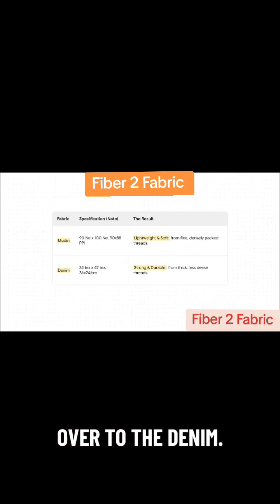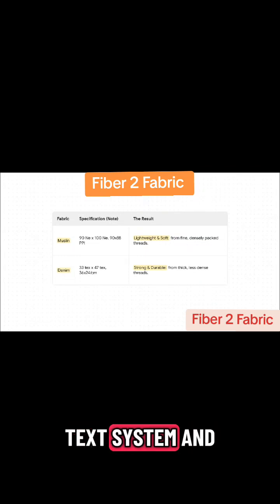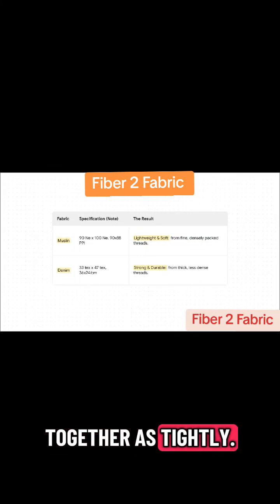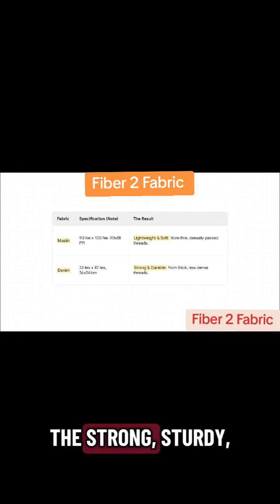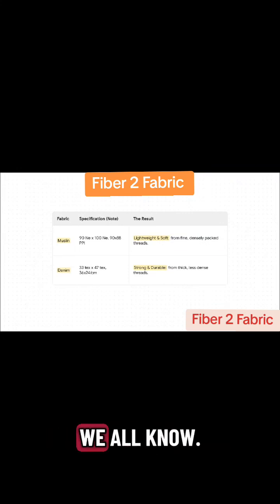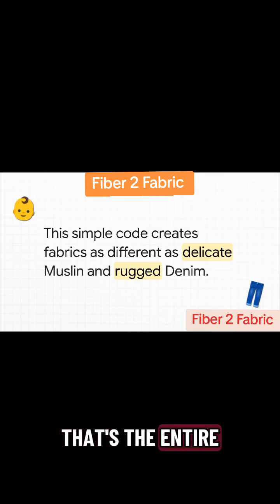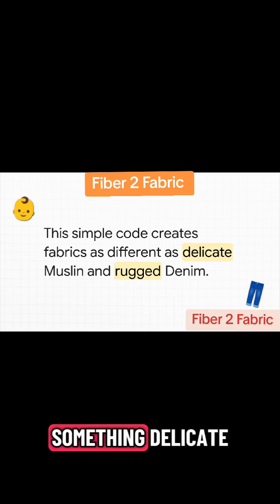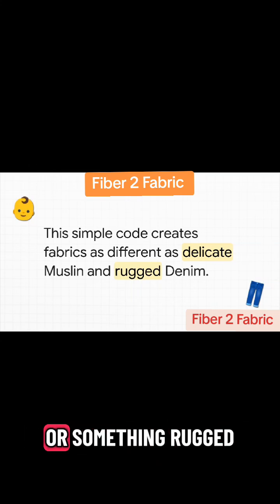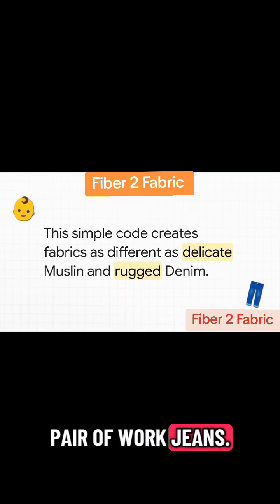Now let's jump over to the denim. It uses the tex system, and those numbers, 33 and 47, tell us the threads are much, much thicker. And they're not packed together as tightly. The result? You guessed it, the strong, sturdy, super durable fabric we all know. So get this. That simple set of four numbers, two for how big the threads are, two for how close they are, that's the entire recipe. It's like the fabric's DNA, and it's what determines whether you end up with something delicate enough for a baby blanket or something rugged enough for a pair of work jeans.